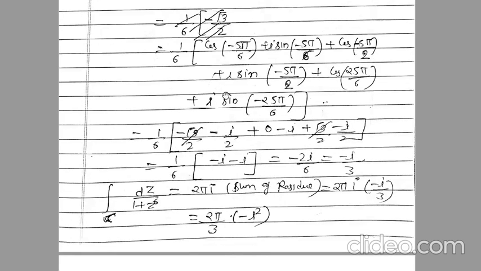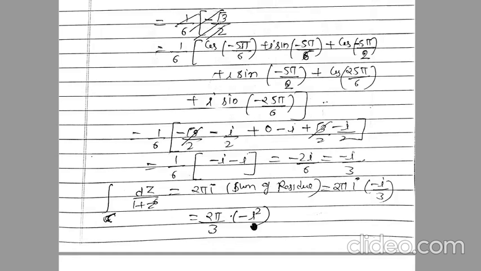Just write the value of these here. So cos 5 pi by 6 value is minus root 3 by 2. This value is this one. So just write all these values. We have already discussed this in our above pages, and you will get your final answer minus iota upon 3, right? So 2 pi i into the sum of residues. So 2 pi i into minus iota upon 3.